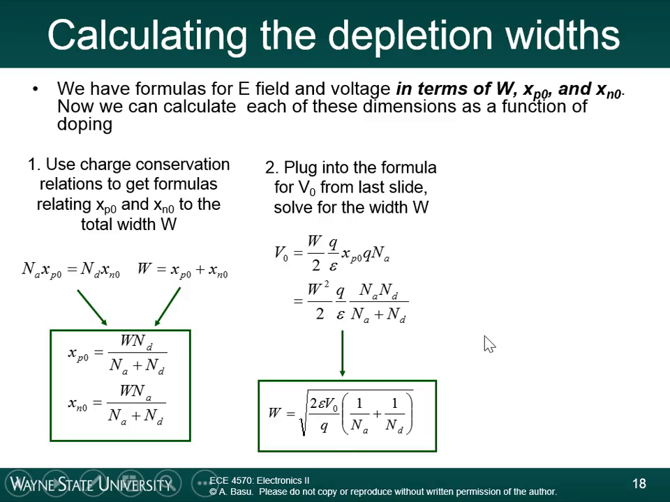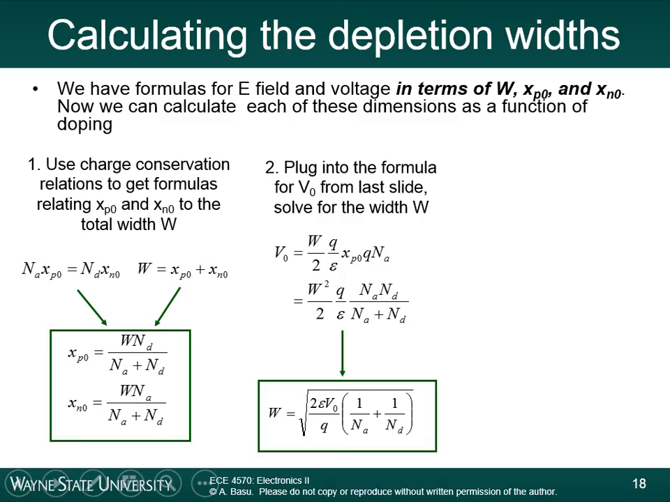On the previous slide, we found that V0 is equal to W over 2, Q over epsilon, xp0, Q, and A. This is what we found by analyzing the electric fields, by integrating the electric fields. So what we're doing here is substituting a value for xp and putting this in terms of the total width of the junction. By plugging this in, we get a formula for the width of the junction as a function of the built-in potential and of the doping.